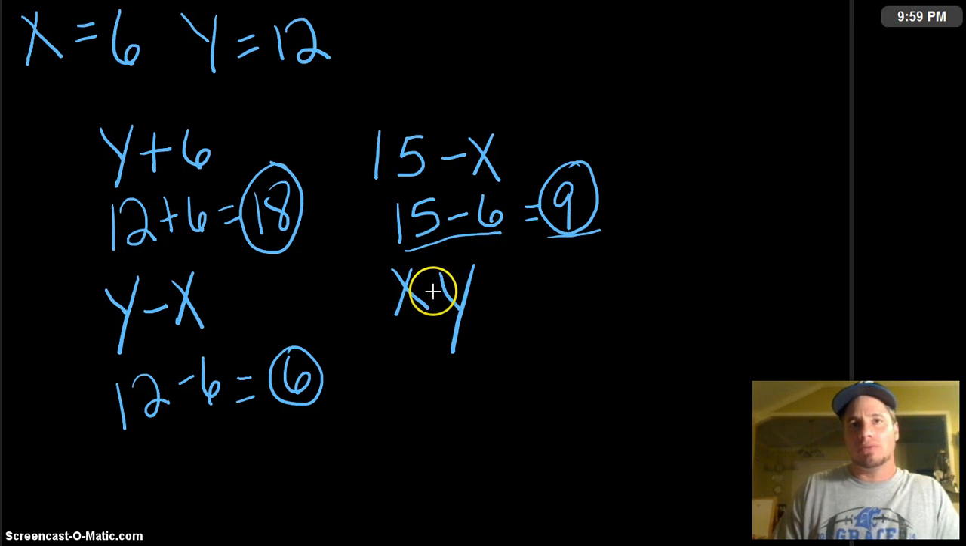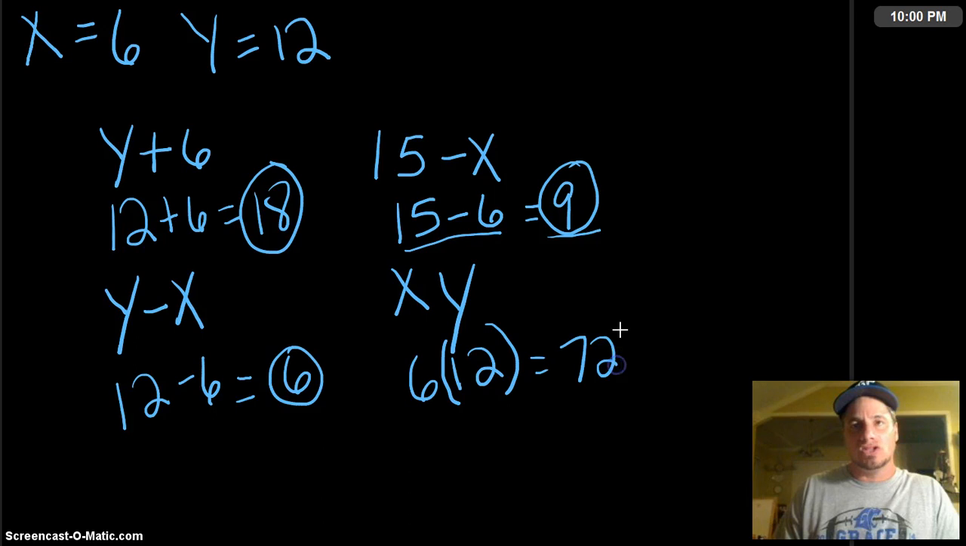Okay, xy. Now, if there's no operator in between here, we know it's multiplication. In algebra, we lose the dot and we lose the multiplication sign. We just put the variables together. So that's really x times y. When I substitute, though, I can't just put the numbers together because that would look like 612. I have to separate these by parentheses. So 6 times 12 is equal to 72. And that's our first set of problems.